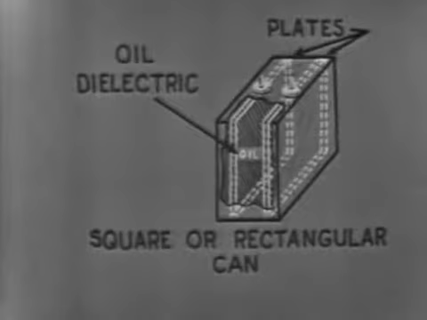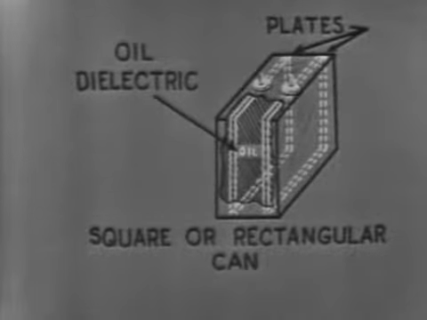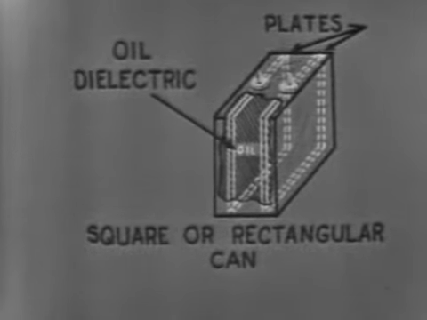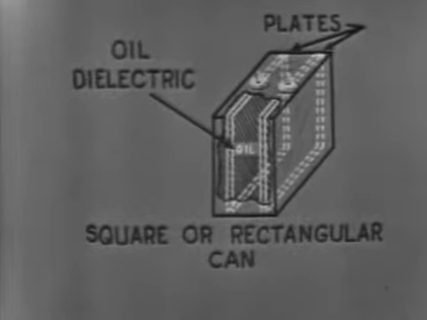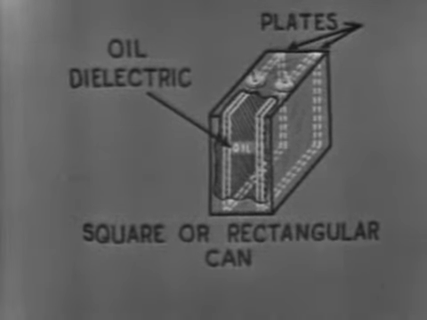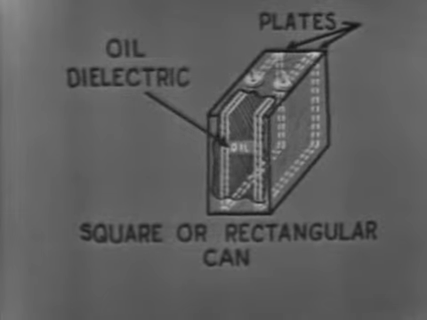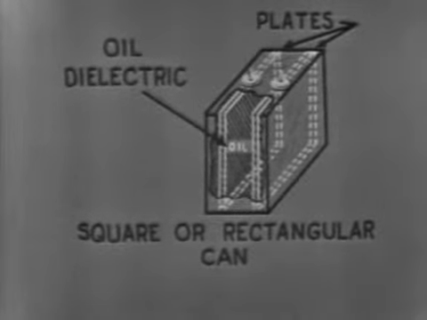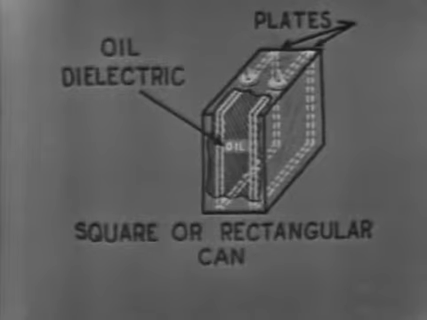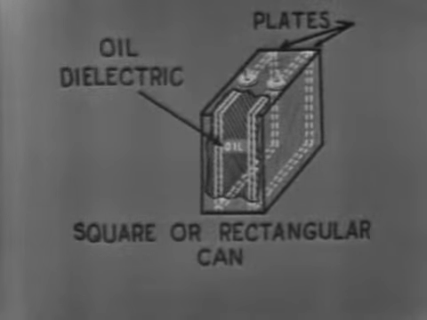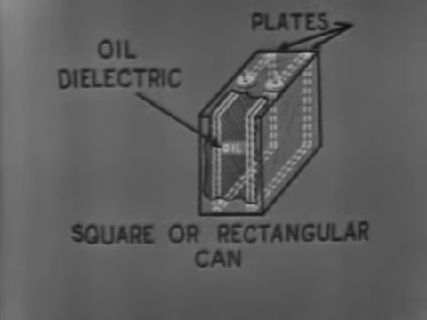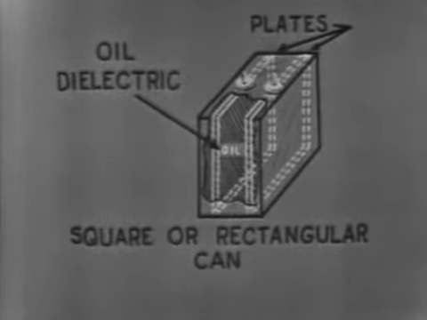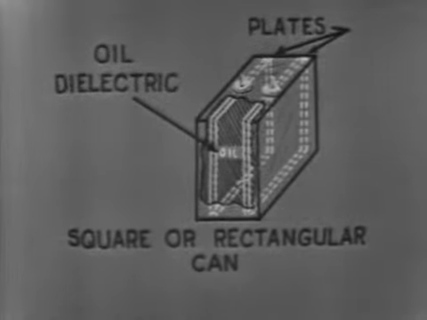Now, there's one other capacitor in a metal can which we should discuss. This one takes the shape of a square or rectangle. The square or rectangular capacitor uses oil for a dielectric. The oil dielectric capacitor provides all the advantages of the electrolytic type. That is, it has the same large capacitance and is reasonably small in size, and in addition it has one very important advantage over the electrolytic capacitor.